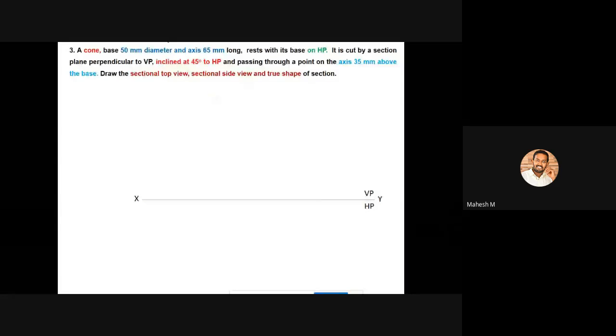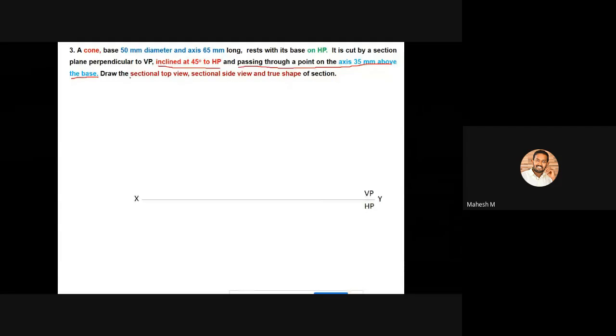So it is having an angle of 45 degree with a HP. And also with that, it will pass through any one point. So please read out the next procedure. Passing through a point on the axis 35 mm above the base. Okay, so the section plane is passing through the axis with a distance of 35 mm from the base.